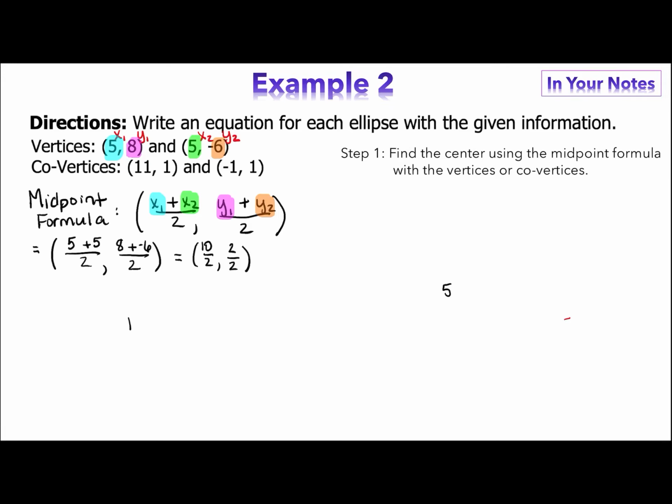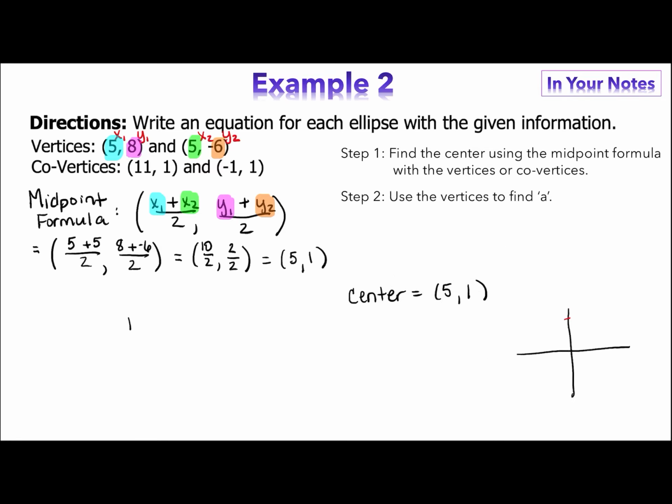So we got 5 plus 5 right here is 10. 8 plus a -6 is 2. 10 divided by 2 is 5, and 2 divided by 2 is 1. So my center is 5, 1. Once we find the center, then we need to use the vertices to find A. Once again, we're going to do a rough sketch. My center now is 5, 1, so I went right 5 and up 1 to plot my point.